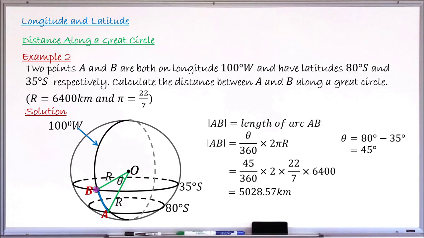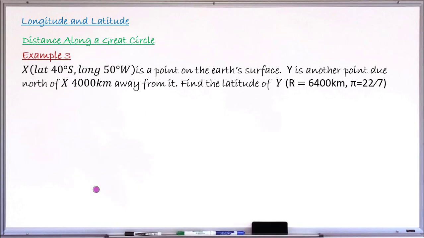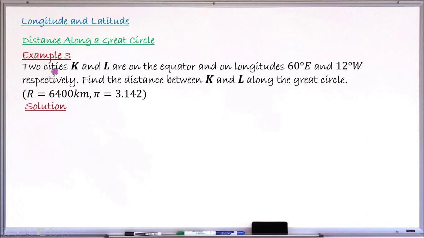So this is the distance between A and B. Let's just move and take another example. Example number 3 says two cities K and L are on the equator and on longitude 60 degrees east and 12 degrees west respectively. The question asked is to find the distance between K and L along that great circle, along that very common equator.